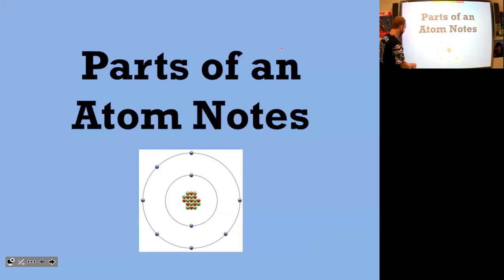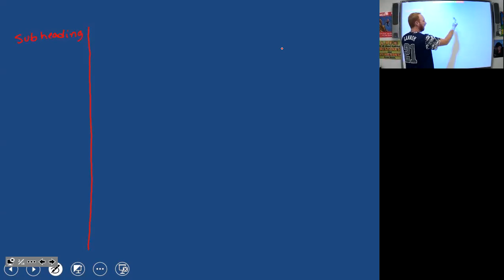First things first, in your spiral, on page, let's see, what did we make this page? Page 7, I believe. This is where you're going to write your notes with the information. So here's how we set up our notes in science. We do it in 2 columns. On the left side is going to be your subheading, because the overall title is parts of an atom. And then on the majority of your page, on the right part, is going to be your information.